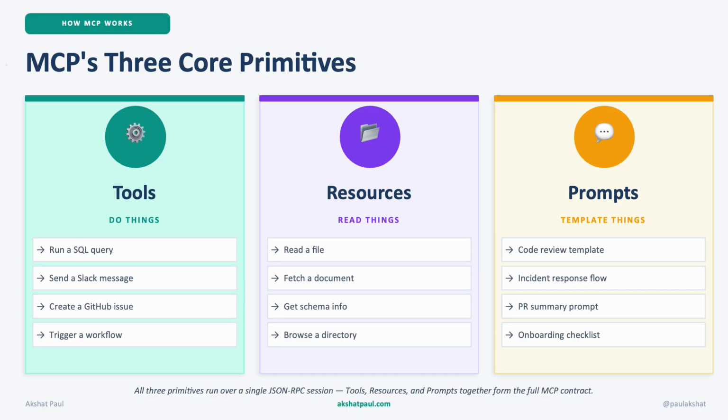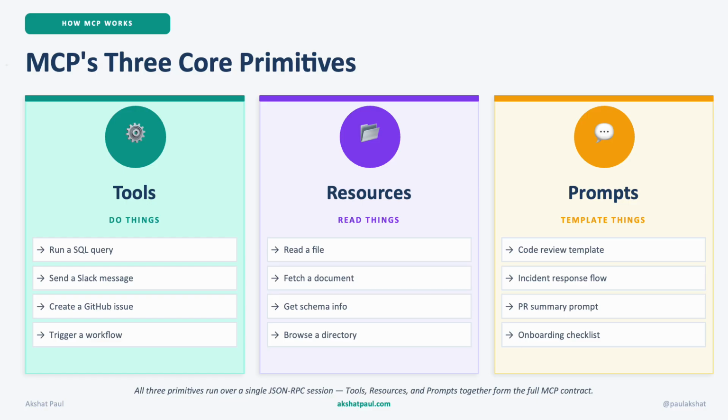Alright, so now you know why MCP was needed. Let me give you a quick look at how it works, just enough to appreciate the elegance. MCP exposes three core primitives, three things that a server can offer to any connected AI model. First, tools. These are executable actions. Think, run this SQL query, send this Slack message, create this GitHub issue, trigger this workflow. Tools are how AI models take action in the real world.